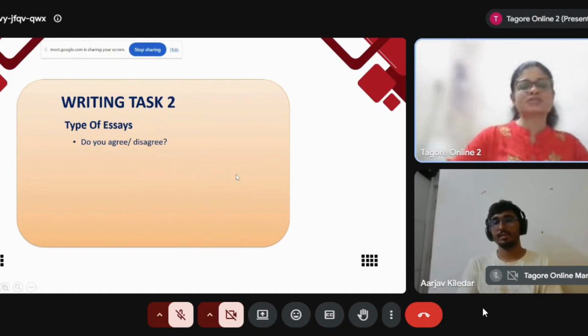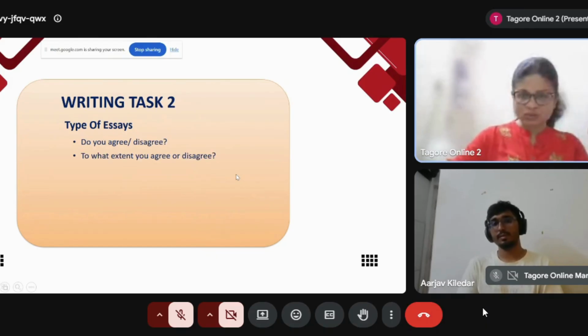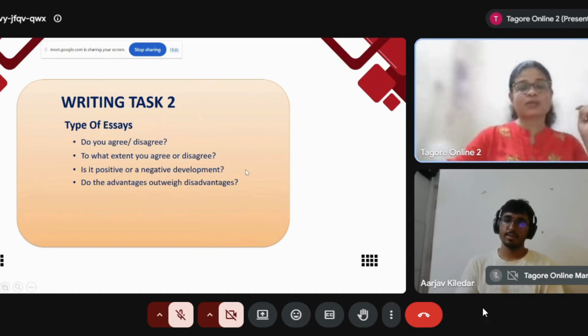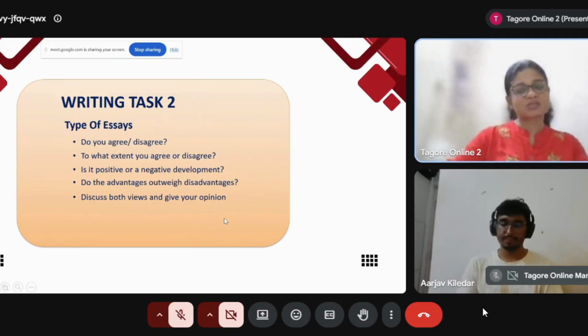Task 2 is an essay, like I mentioned. You can write about whether you agree with the topic or you disagree. Why do you agree? Why do you disagree? To what extent do you agree or disagree? Is it a positive development or a negative development? Do the advantages outweigh the disadvantages? Discuss both views and give your opinion.